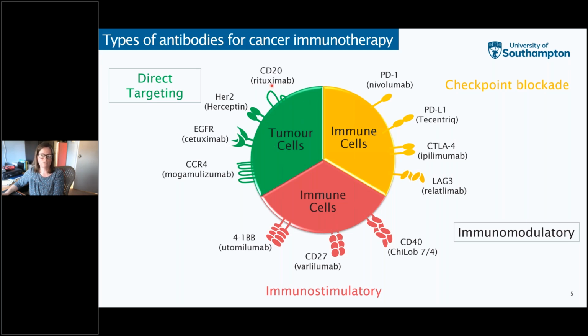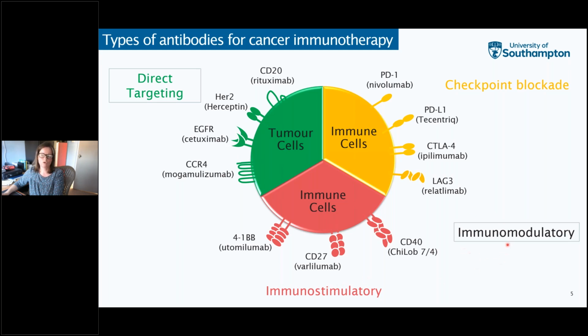Well-known examples of this are rituximab, which binds to CD20, and it's used to treat many types of cancer and also autoimmune disease. And also Herceptin, which binds to HER2, and it's commonly used to treat breast cancer. So in contrast to the direct targeting antibodies, we have the checkpoint blockers and the immunostimulatory antibodies.